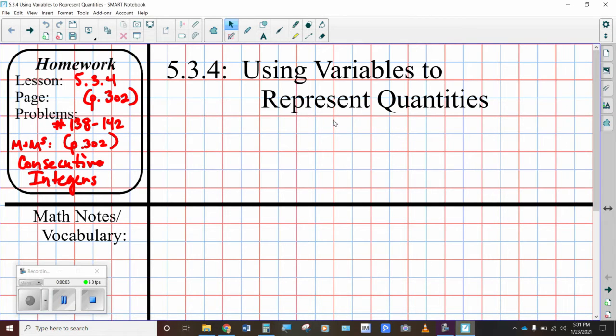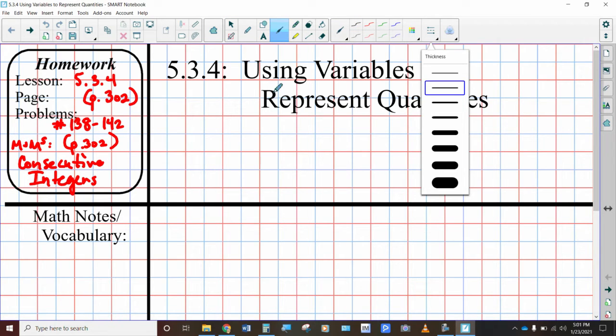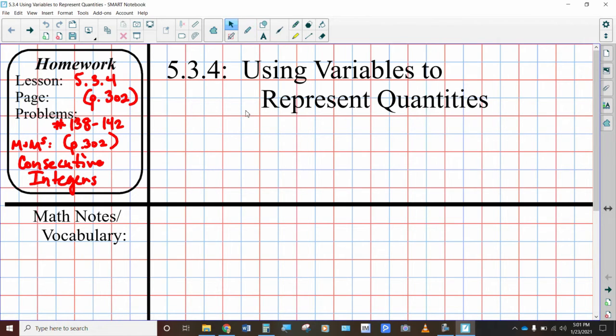Alrighty, let's take a look at lesson 5.3.4, and in this lesson we are going to start using variables and variable equations to make our jobs easier. Now, that all presumes that you are comfortable and confident with solving equations, and we haven't spent a lot of time going through the processes for solving equations. We're going to actually get into that in a future chapter, but there's no time like the present.